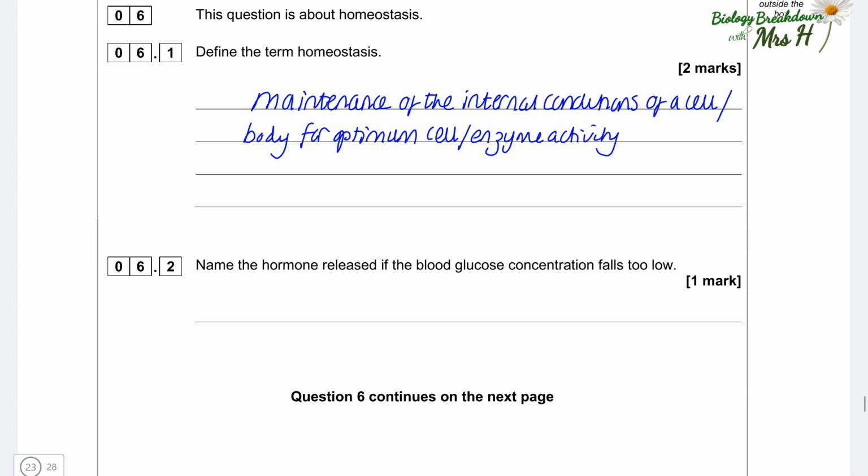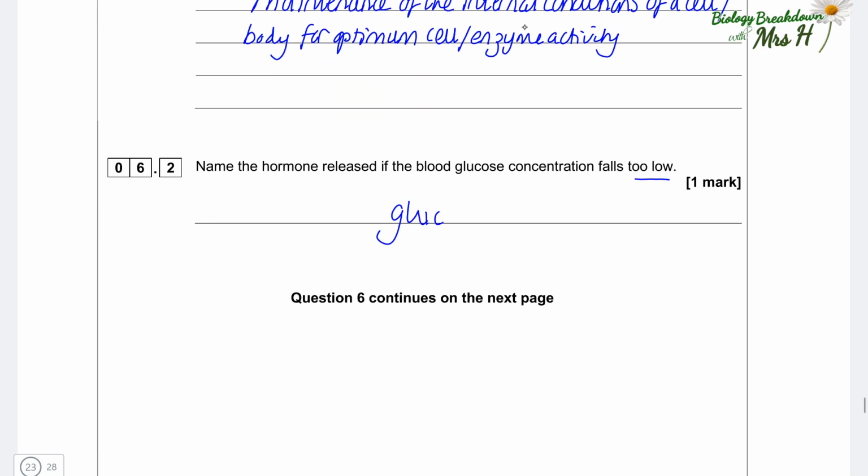Name the hormone released if blood glucose concentration falls too low. That is glucagon. And on this occasion, they will only accept the correct spelling for this because it's so similar to glycogen. A lot of the time with spellings, they do accept phonetically correct spelling. So you're okay most of the time, but certain words like glucagon, you've got to get them right.